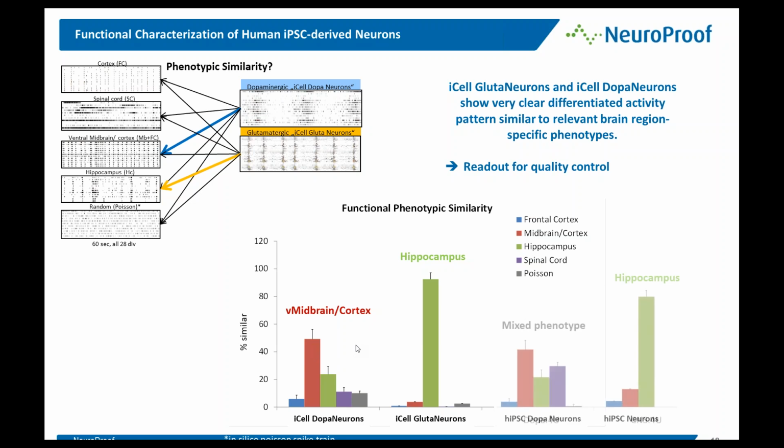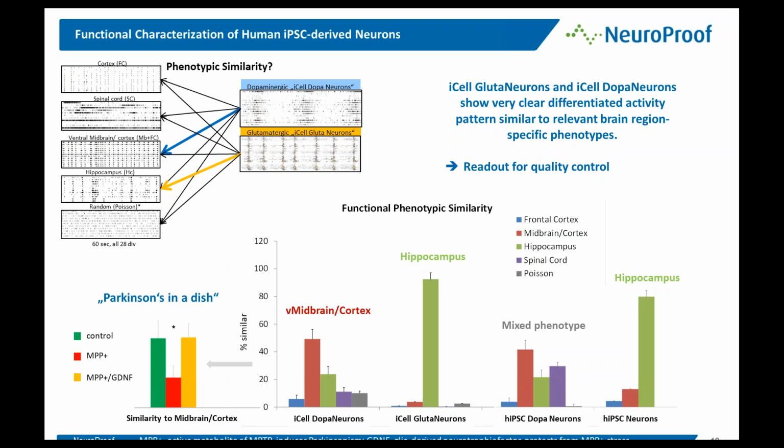And this is also true for other cell lines. And here we show that those iCell products have a very clear differentiated activity pattern, which we can use as a reader for quality control. And if we think about disease modeling, we can even go for modeling Parkinson's in a dish, where we add Parkinson's-inducing compounds, decrease the similarity to this midbrain-like phenotype, and then eventually, if we test a rescuing agent, we rescue that phenotype back to midbrain activity. So this is how we can use this approach of using a well-known reference model to assess the physiological relevance of disease models and human iPS models.